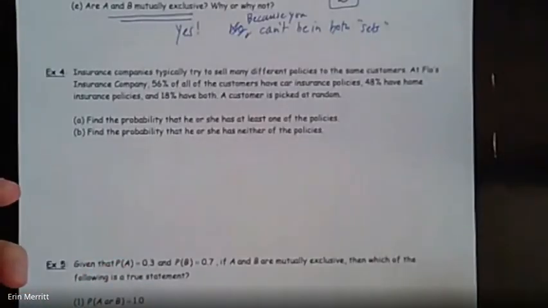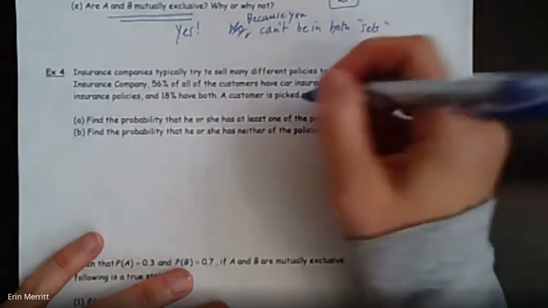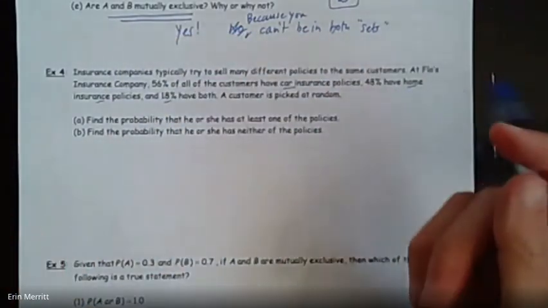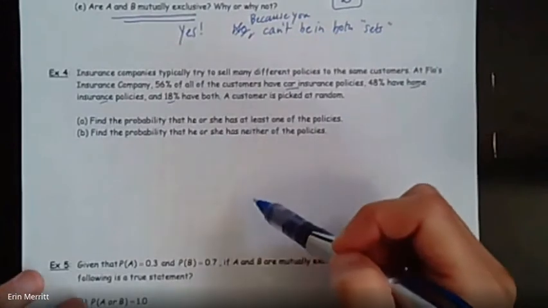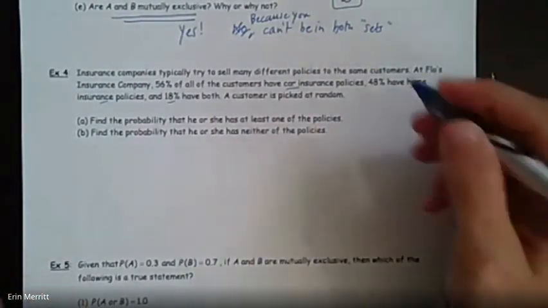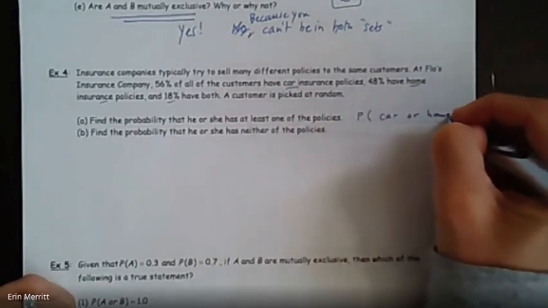This is just a good example of using the rule. It's talking about insurance companies. So we got Flow's insurance, 56% of all the customers have car insurance policies. 48% have home insurance. 18% have both. If somebody's picked at random, what's the probability that he or she has at least one of the policies? So that means the probability that they have car or home.